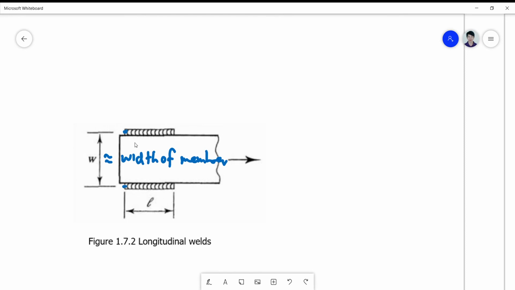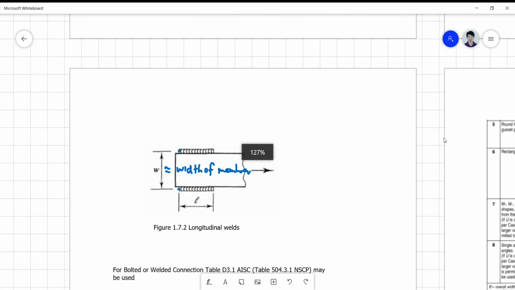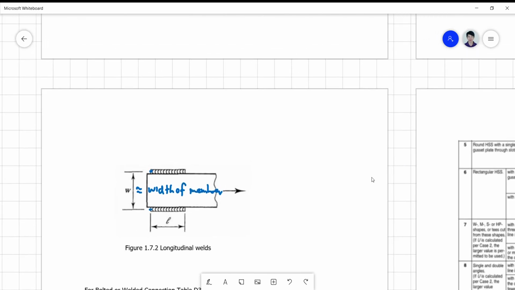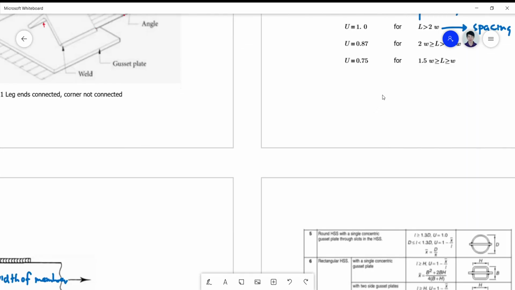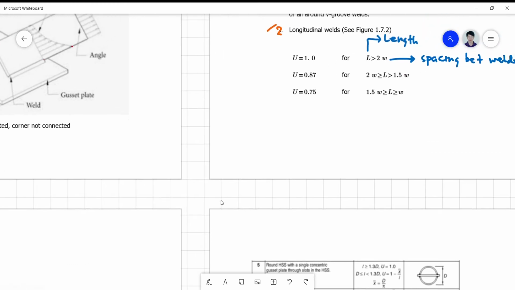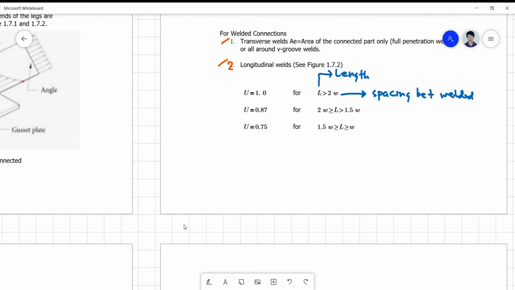So question: can you do a longitudinal weld only on one side, with the other side not welded? Those are the practical questions that might arise, and the code is not clear on that, but you have to use your engineering sense of judgment to decide what to do.